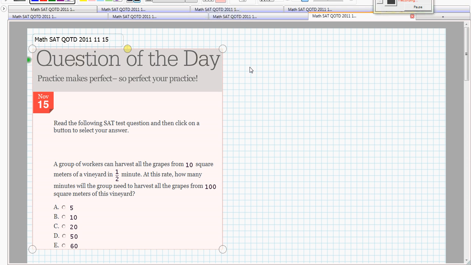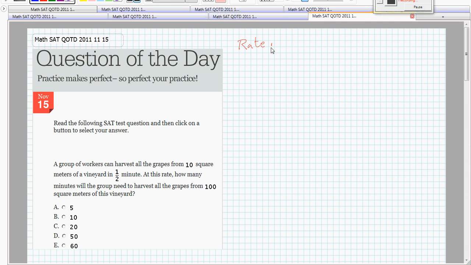This is the November 15th, 2011 SAT question of the day. A group of workers can harvest all the grapes from 10 square meters of vineyard in half a minute. At this rate, how many minutes will the group need to harvest all the grapes from 100 square meters of this vineyard?